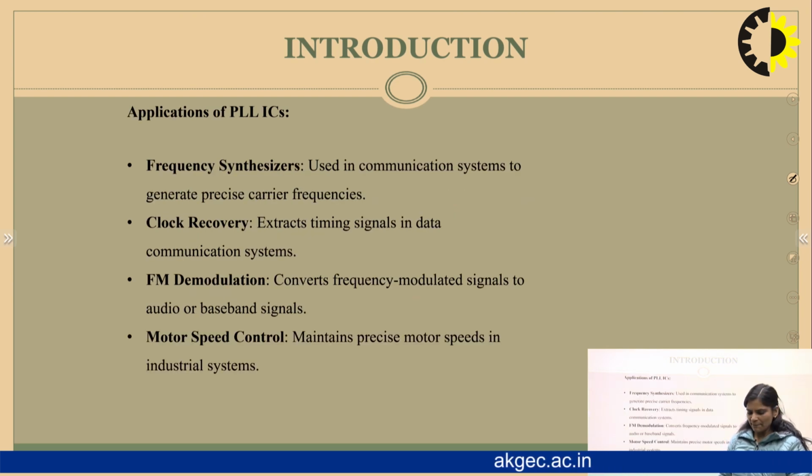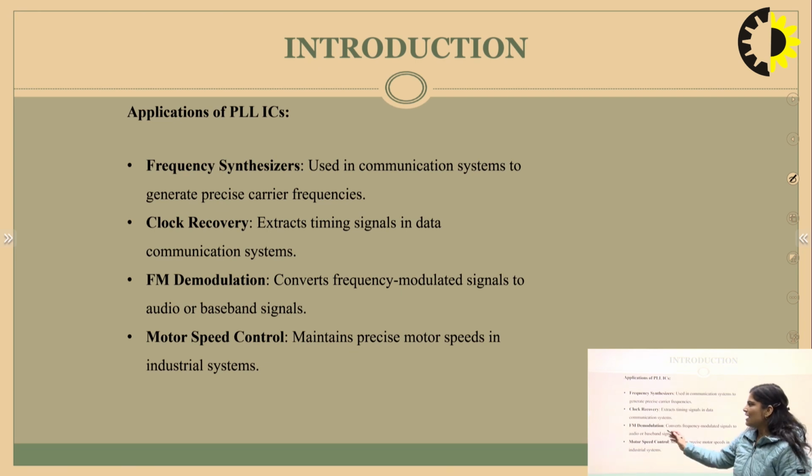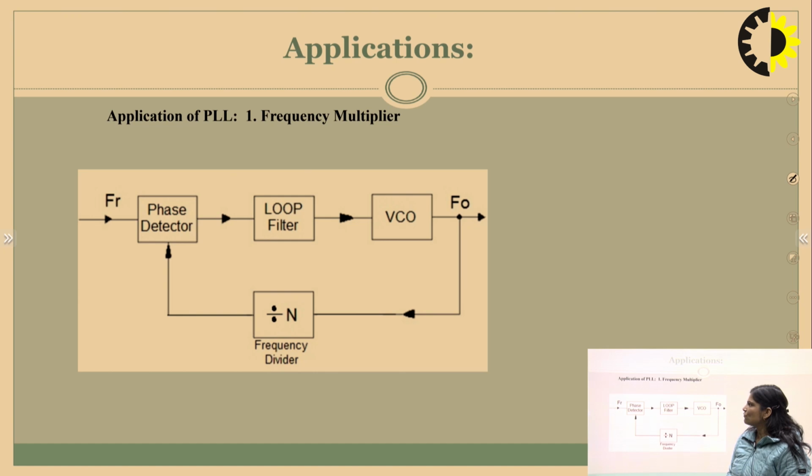Now, what are the applications of PLL IC? Frequency synthesizer. This is used in communication systems to generate precise carrier frequencies. Second is clock recovery. It extracts timing signals in data communication systems. Now, FM modulation and demodulation converts frequency modulated signal to audio or baseband signals. The last is motor speed control. It maintains precise motor speed in industrial systems. These are the applications of PLL.